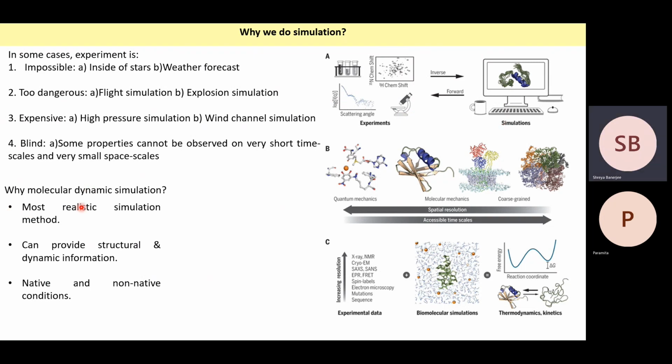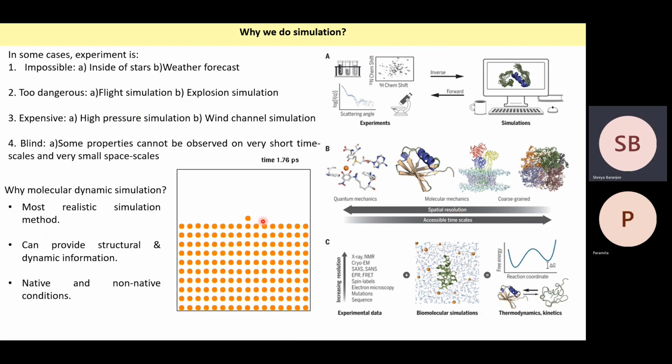So why do we do molecular dynamic simulation? Molecular dynamic simulation is the most realistic simulation model, and it can provide structural and dynamic information, and we can study both the native as well as non-native conditions. So as we discussed, this experimental data as well as the simulations combined together to give an idea about the thermodynamics and kinetics of the system and how the protein is folding or how it is binding to a ligand.